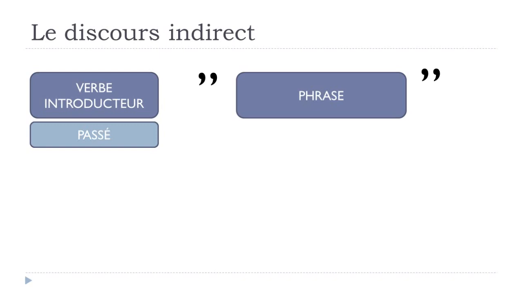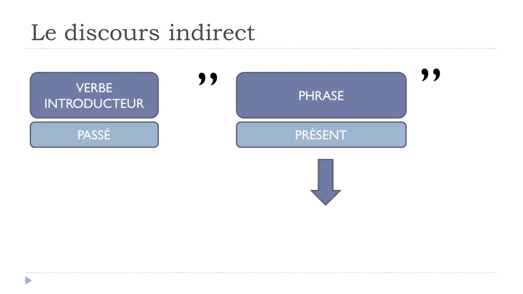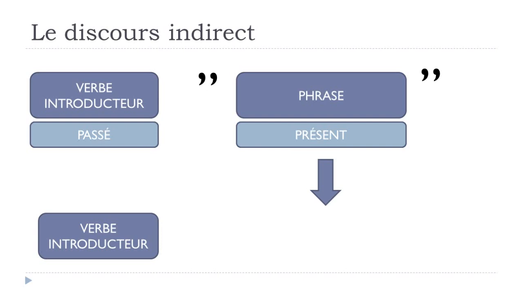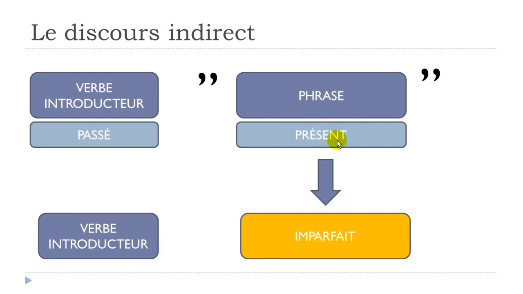Okay, so the first example is if we've got this verb introducteur at the past form. Okay, and for all the examples I will put this first part at the passé composé. Okay, so it will be easier that way. Okay, so if we get the second part here at the présent, well, this part will have to change, and well, the verb introducteur will stay the same, but this present form will be at the imparfait.